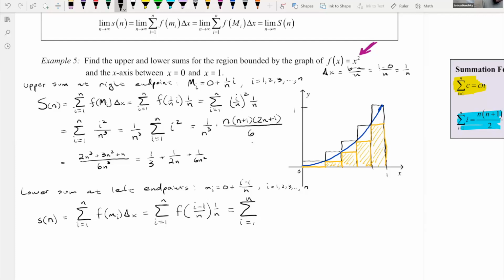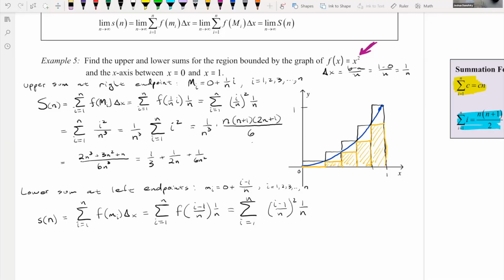We got to (i minus 1) over n, like that. That's the function value, right? This is the height. We're evaluating each of our x values at f to get the heights of each of those yellowish rectangles, and then we're multiplying by the width in each case.